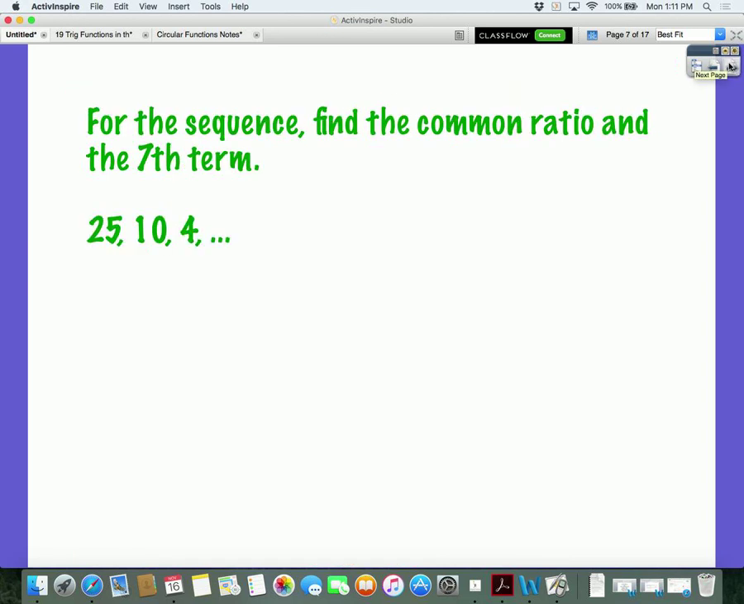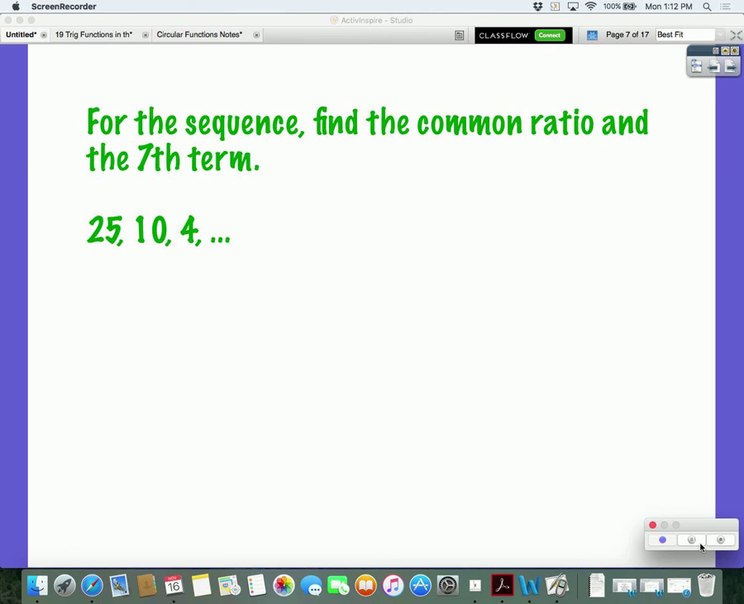Next one. Lots of examples today. Just kind of hitting all the bases. And it tells you in the problem, find the common ratio. You should know automatically that this is what? Geometric. And then find the seventh term.